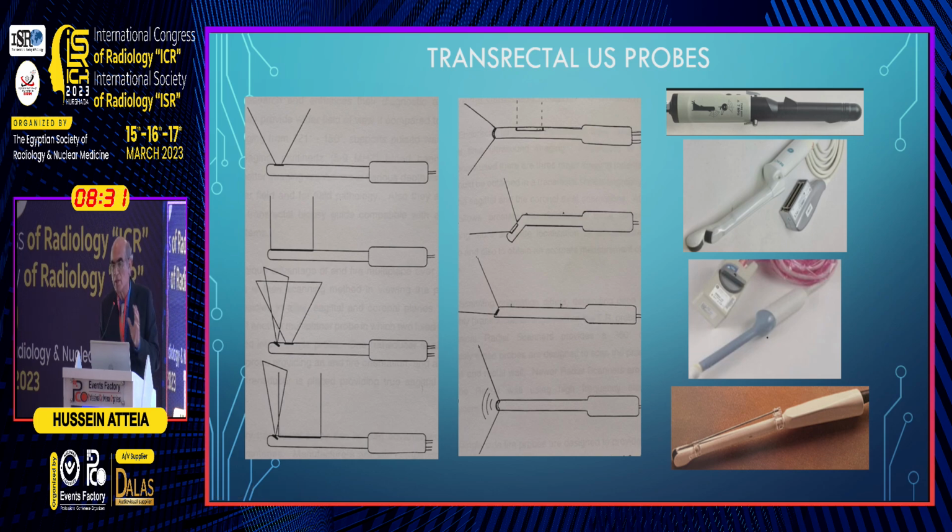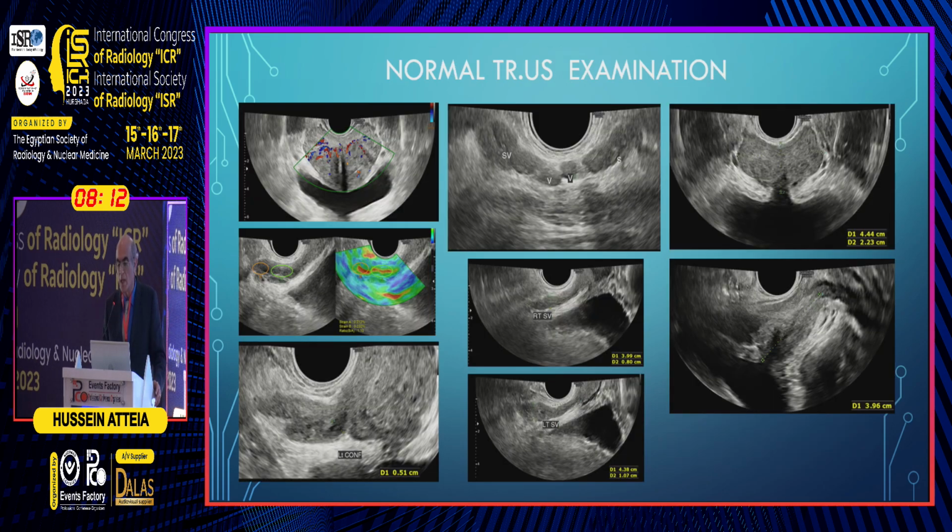The most recent probe, high resolution probe, is with a wide angle end fire. We call it endocavitary probe, which is this one in the bottom, corresponding to that one. And it has an application for guided biopsy. This will go from 120 degrees to 160 degrees angle field of view. Now, that's an example of the normal TRUS examination.